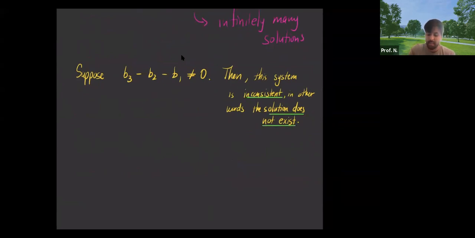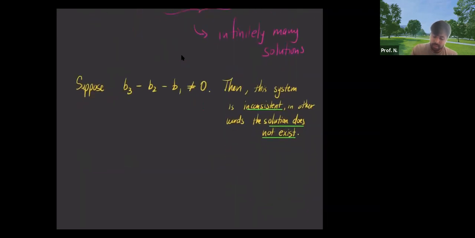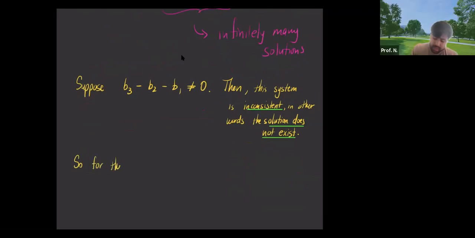So we have an inconsistent system, because this last number here is non-zero, which makes this an inconsistent system, meaning that the solution doesn't exist. In order to make it exist, then what must be true? It must equal 0. Right. So for the system to be consistent, B3 minus B2 minus B1 equals 0.